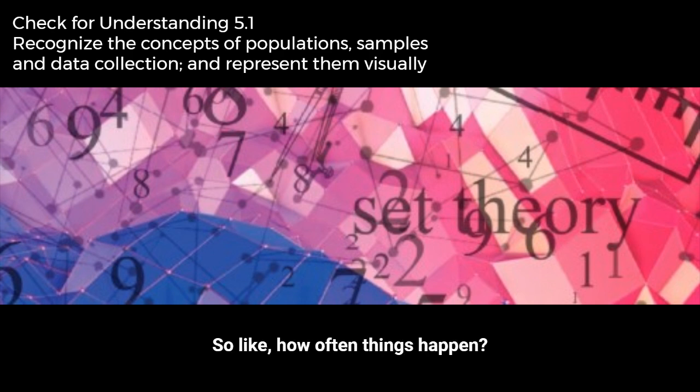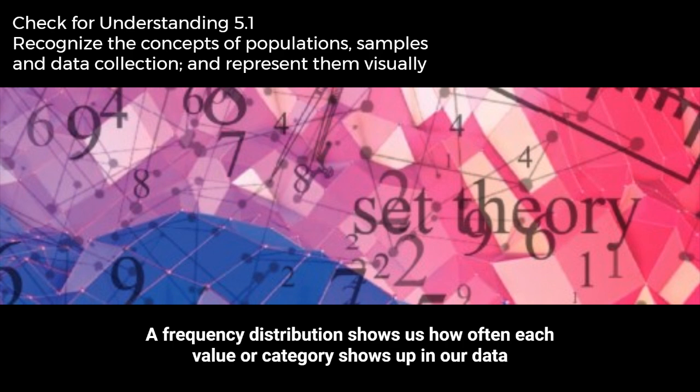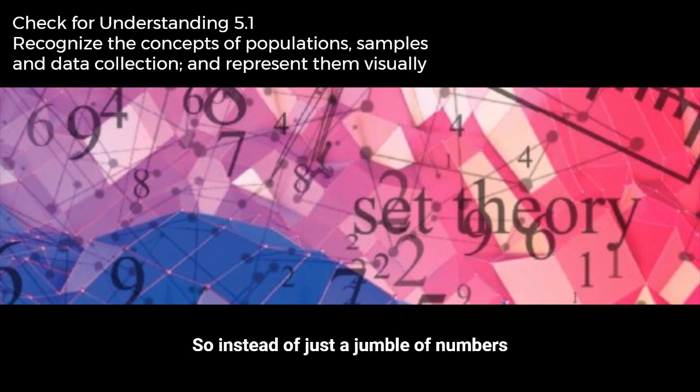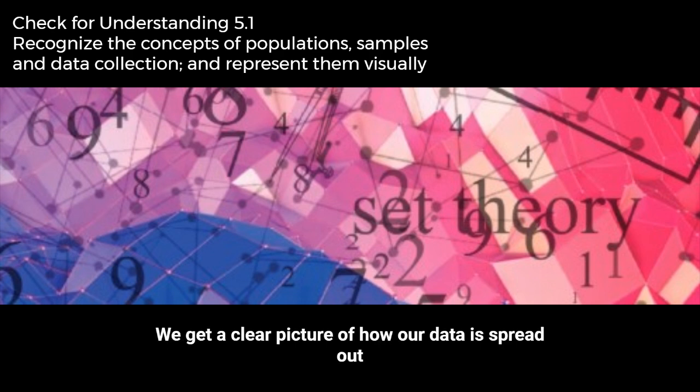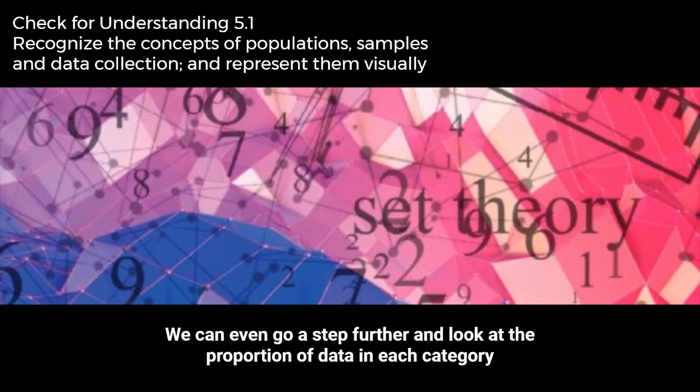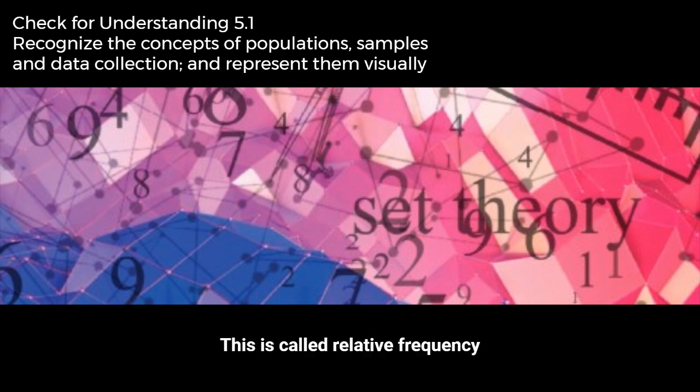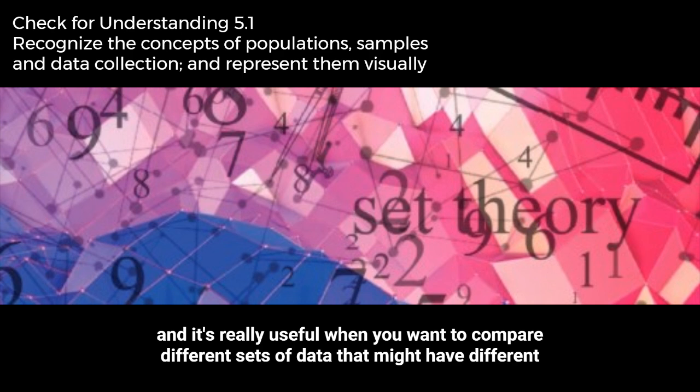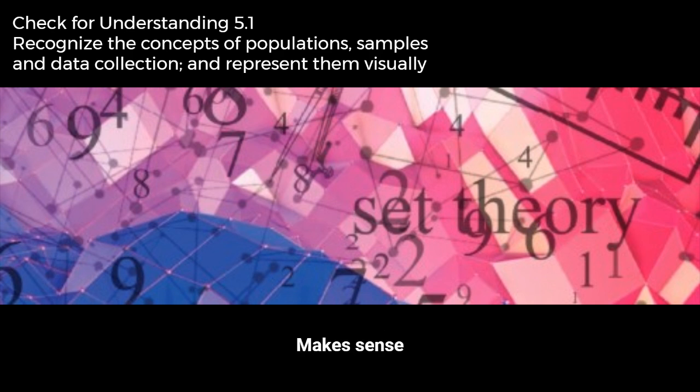Frequency distribution. So like how often things happen. Exactly. A frequency distribution shows us how often each value or category shows up in our data. So instead of just a jumble of numbers, we get a clear picture of how our data is spread out. We can even go a step further and look at the proportion of data in each category. This is called relative frequency, and it's really useful when you want to compare different sets of data that might have different overall sizes. Makes sense.